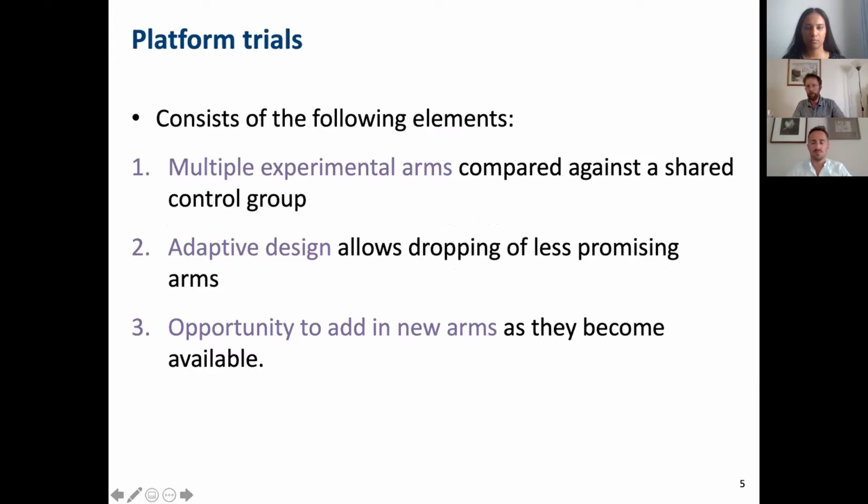So what is a platform trial? Well, there are three main elements that I'm going to talk a bit more about. The first is that there are generally multiple experimental arms or interventions being compared against a shared control group. There's also an adaptive design, as it's called, which allows dropping of less promising arms as information is gathered during the study on participant outcomes. And there's also the opportunity to add in new arms as they become available.